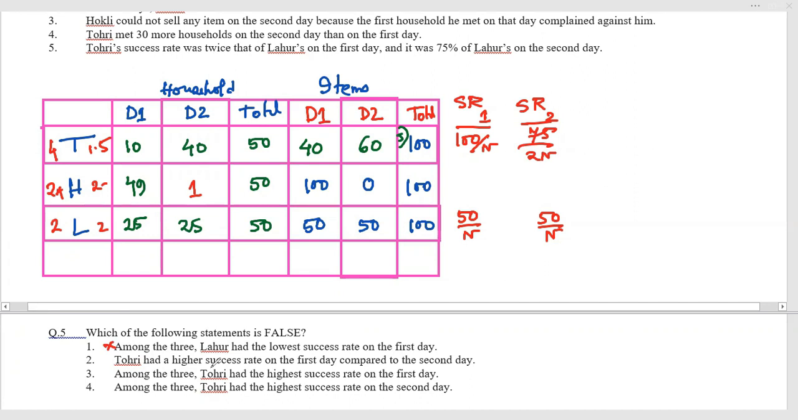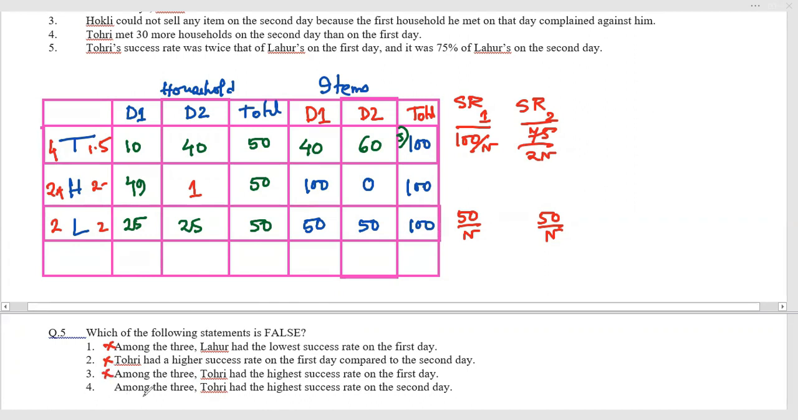T had a higher success rate on the first day compared to the second day. Higher success rate in first day compared to the second day, it is also a true statement, wrong. The 3T had the highest success rate on the first day. First day highest, tail 4. So it is also wrong.